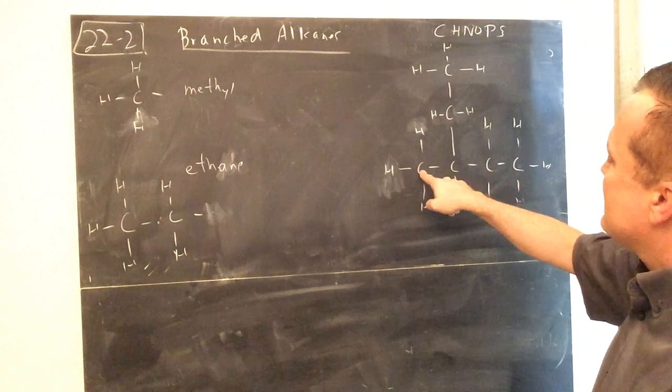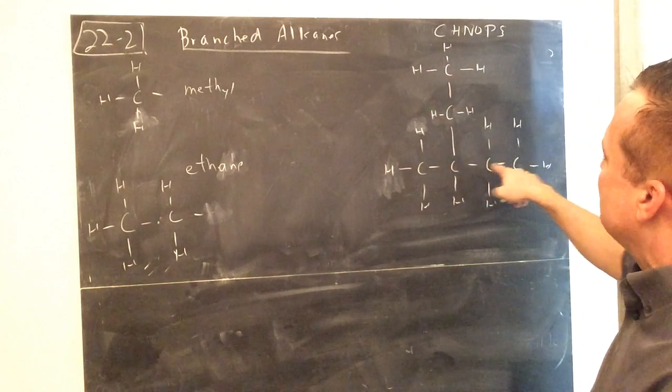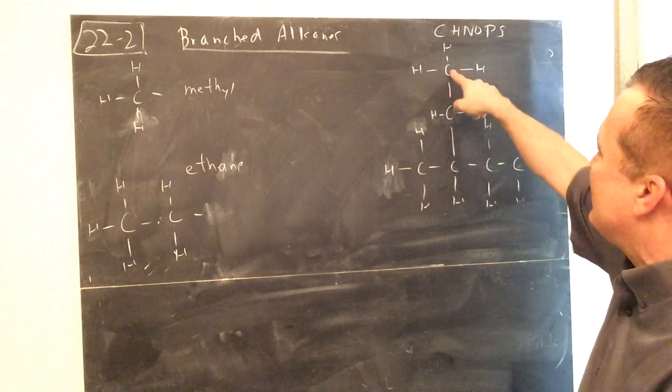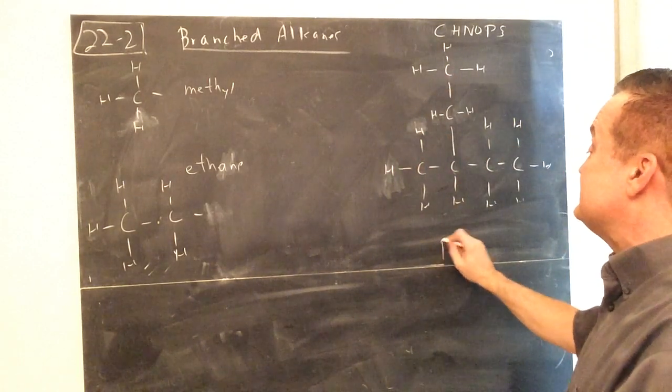1, 2, 3, 4. If I go that way. 1, 2, 3, 4. If I go that way. 1, 2, 3, 4, 5. If I go that way. So methane, ethane, propane, butane, pentane. That would actually be pentane.